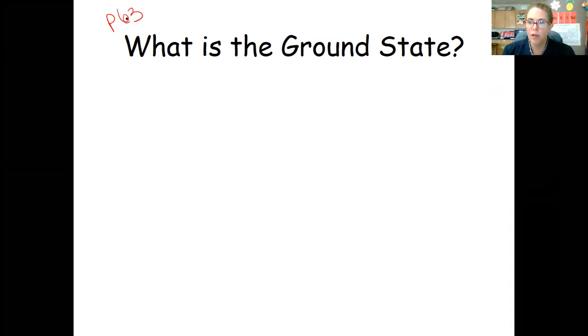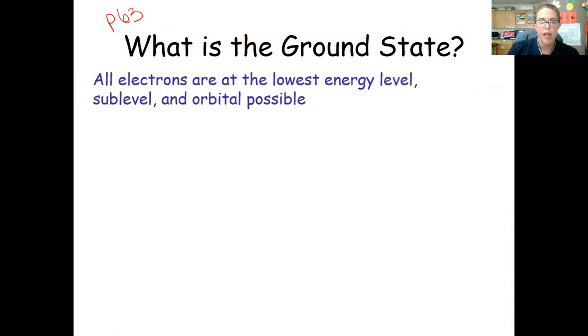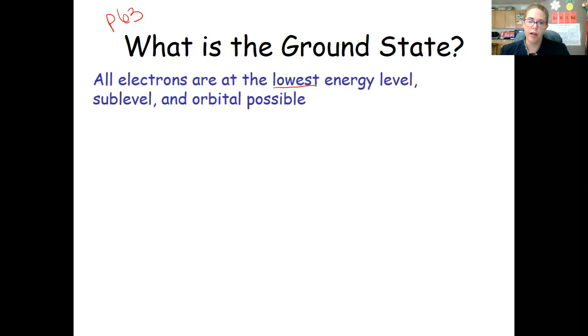All right, so what is the ground state? When you think of ground, what do you think? Do you think of something that's higher or low? When I think of ground, I think of low, right? So the electrons are at the lowest possible energy level. They fill in order from the first energy level up through the 7th energy level, from lowest energy to higher energy, and in the lowest sublevel and orbital possible.